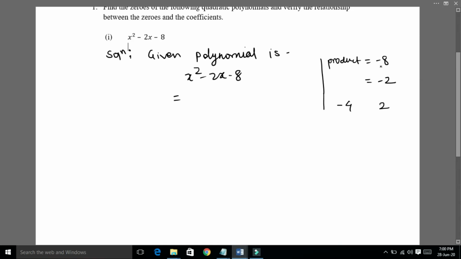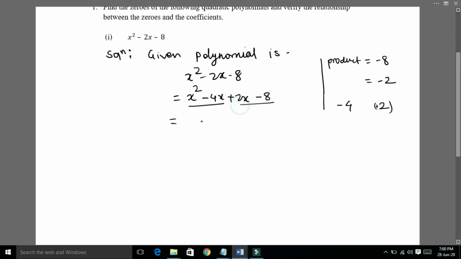So 4 twos are 8, and minus plus is minus, so product is appropriate. Now for addition or subtraction, minus plus is minus, 4 minus 2 is 2 and bigger number sign. So we use splitting middle term. Write down the first term of the polynomial as it is and split the middle term into these two factors, that is minus 4x plus 2x minus 8.